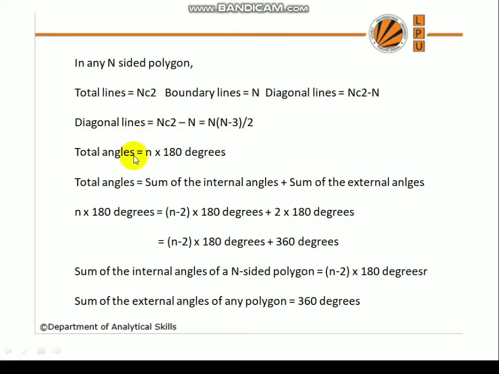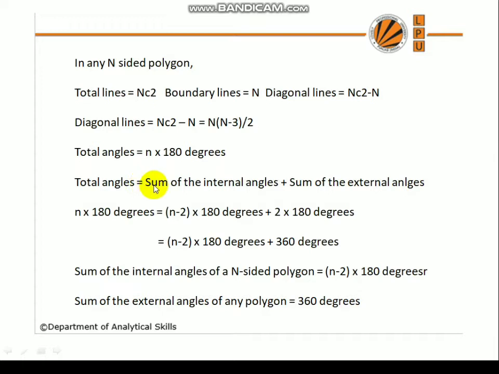The total angle is equal to n into 180 degrees, because an n-sided polygon has n boundary lines, and each boundary line has 180 degrees, that's why total angle is n into 180 degrees. But this total angle is split into two parts, internal and external. So total angle equals the sum of the internal angles plus the sum of the external angles, whereas total angle we know is n into 180 degrees.